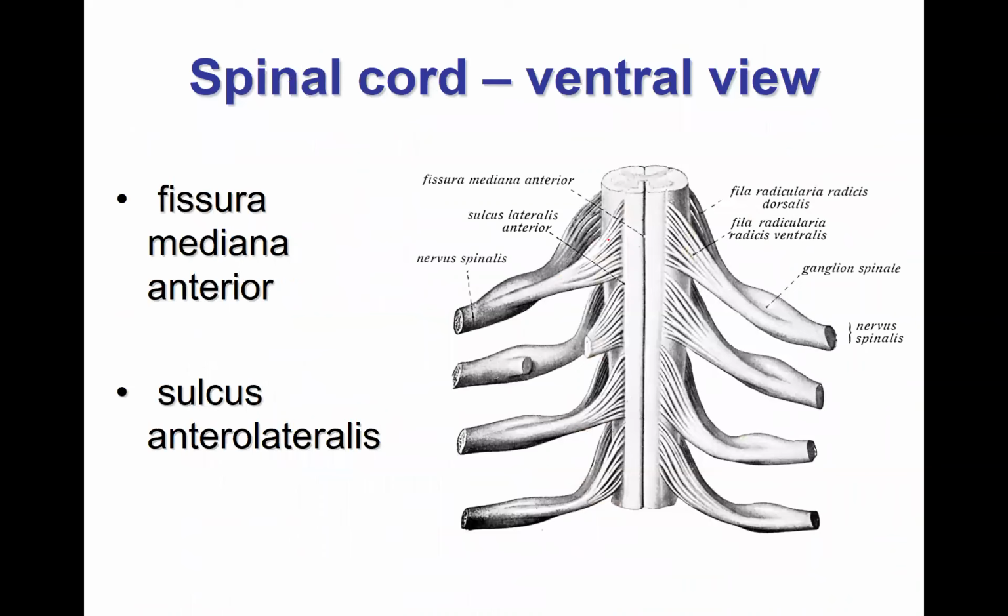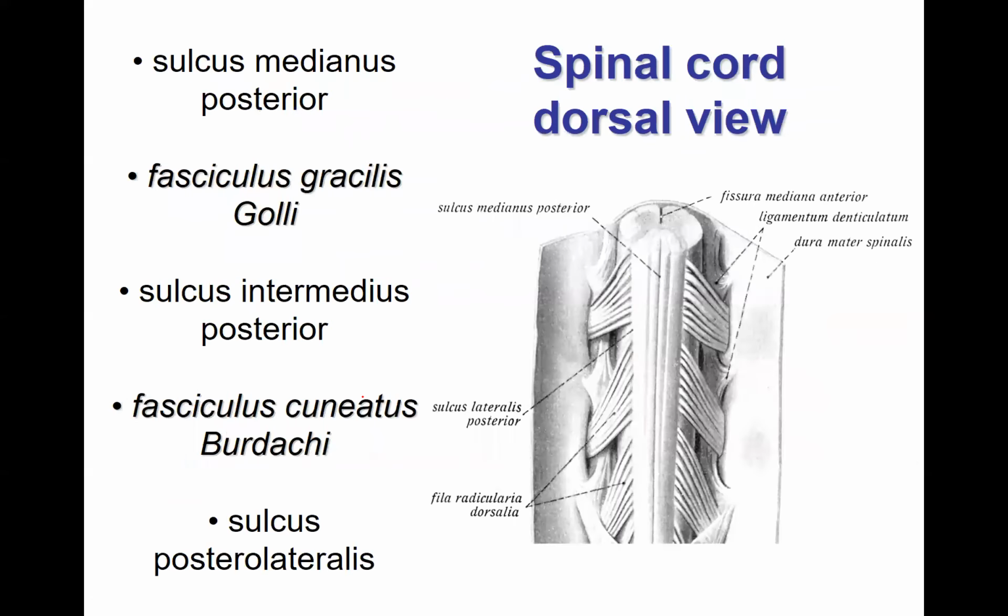So if you see it here, the anterior median fissure is very deep. Then the anterior root appears in the anterolateral groove, which is here. The pia mater gets into the anterior median fissure. So that's from the anterior point of view.